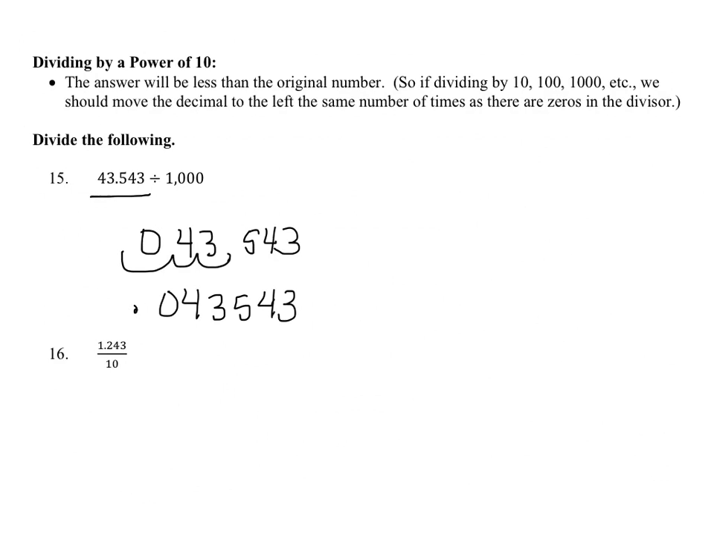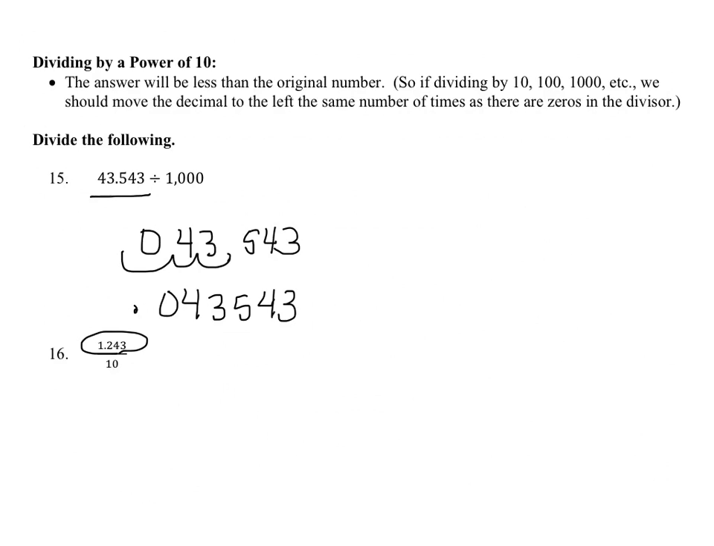Now this number is a very strange number to say. It's 43,543, and then we have to figure out the suffix on the end. So this is tenths, hundredths, thousandths, ten-thousandths, hundred-thousandths, millionths. So this will be 43,543 millionths.